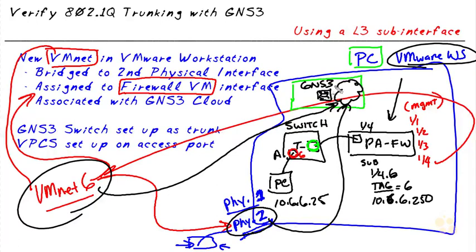We can configure it with trunking between the switch and the cloud. And then on the other side, we can have an access port, and we can use the virtual PC simulator to have a single PC sitting on an access port that's assigned to VLAN 6. So the long and the short of it is this. I wanted to give you the background on what we're about to do, and it's all for the purpose of simply verifying in a completely virtualized environment that our layer 3 sub interfaces are actually working and doing the tagging as they're supposed to.